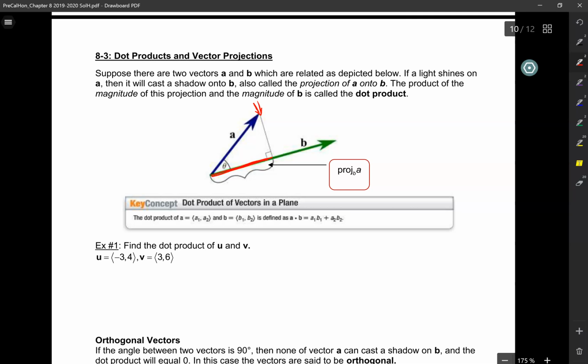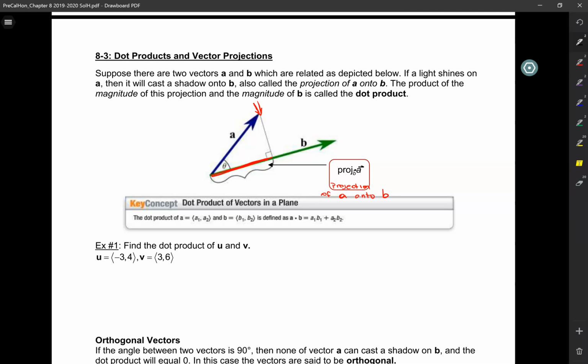But this is math. We don't use shadow. That's not a very mathy term. Instead, we call it the projection of A onto B. So this is the projection of A onto B. These need some vectors here. Vectors, arrows.